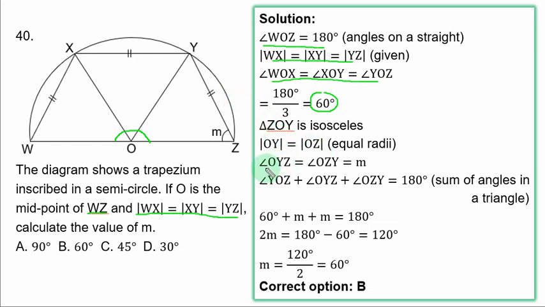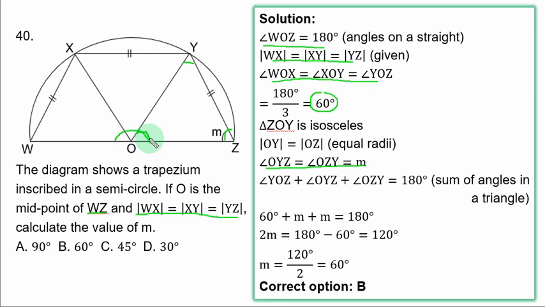So angle OYZ is equal to angle OZY, equal to M. So we have two angles. The base angles are equal. You have this as the base angle. One angle is here, another angle is here. So already this angle is 60 degrees.